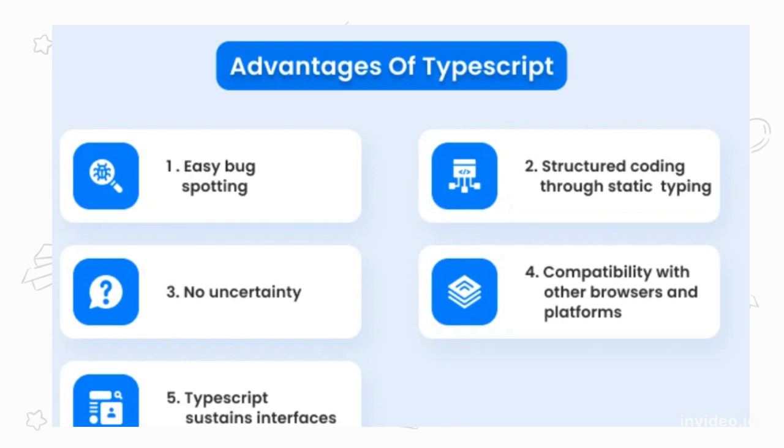Next, structured coding through static typing will be there. And next, variable errors we can give at the particular instance only. It helps to perform checking at compilation time, so no uncertainty will be there. The browser will know what type of variable it is at that particular time. We have initiated that particular variable, so there is no uncertainty. It will be very easy to understand what type of variable it is.